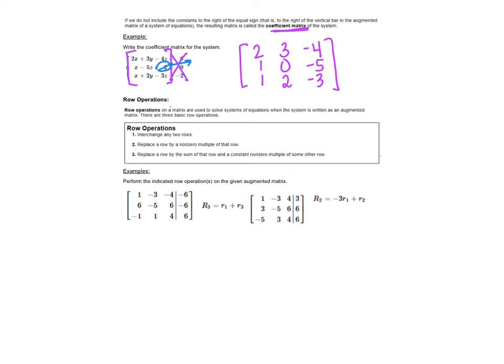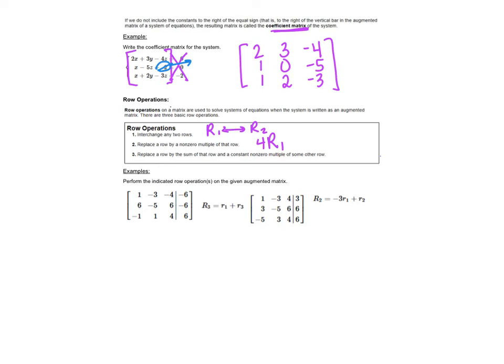Okay, so the notation that they typically use for that, they'd have a row and then a double arrow. What it means is I'm going to switch row 1 with row 2. Then I could replace a row by multiplying that row. We call that a scalar multiple. What that might look like is, say, 4 row 1. What that means is that I'm going to multiply every entry in row 1 by a 4.